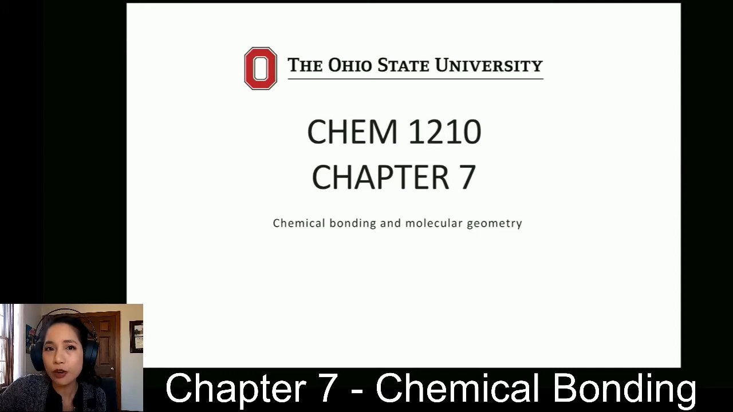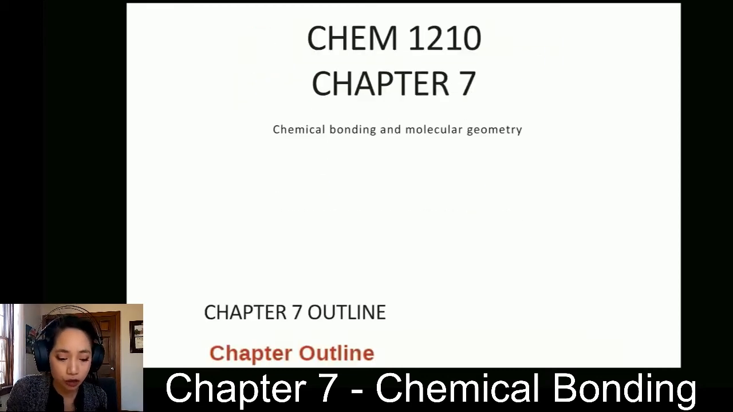All right, so let's move on to chapter 7, where we will be talking about chemical bonding and molecular geometry. In chapter 7, we are taking the concepts we learned about in chapter 6, electronegativities and the trends on the periodic table, and how those trends of electronegativities manifest itself into chemical bonding descriptions.